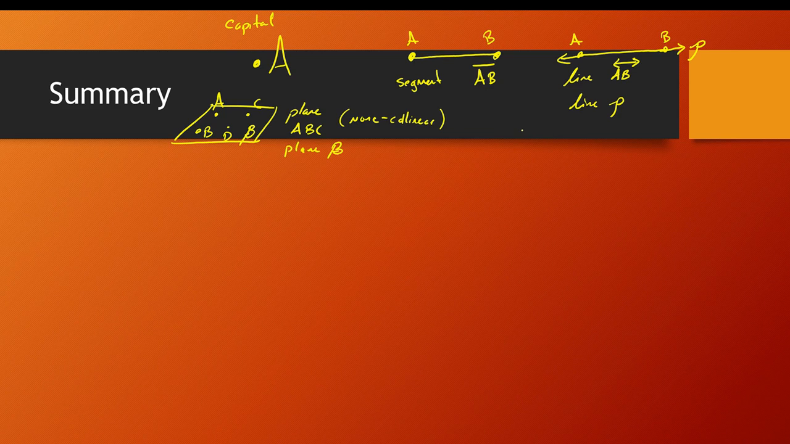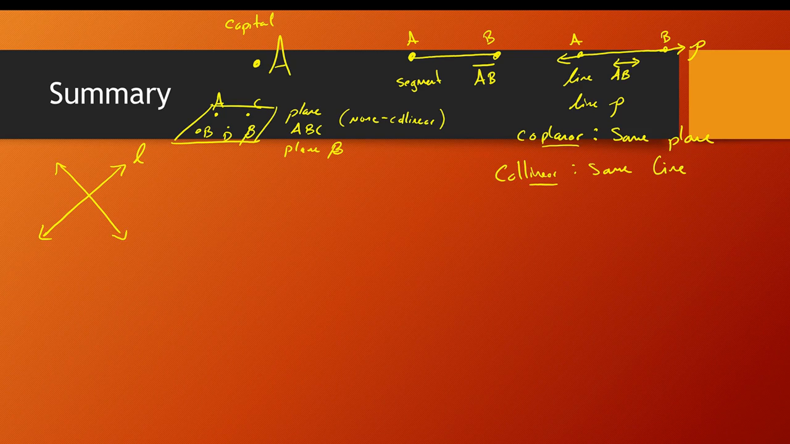So we talked about collinear. We talked about coplanar, right? Coplanar means same plane. Collinear means same line, right? So it's kind of plane, line, etc. We talked about lines intersecting, right? So if that's line L and this is line R, where they intersect, they create a point, right? If we have two planes crossing or intersecting, here's my artistic skills, they create a line.